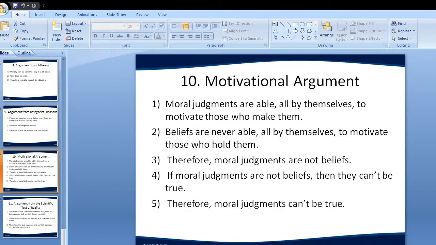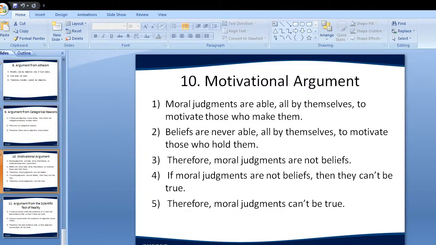They judge things right or wrong and yet are completely unmoved. And that shows that premise one is false. You can't make a universal claim like that if there's people who just don't care about morality and aren't moved. Moral judgments cannot move people all by themselves. That's one way to go.